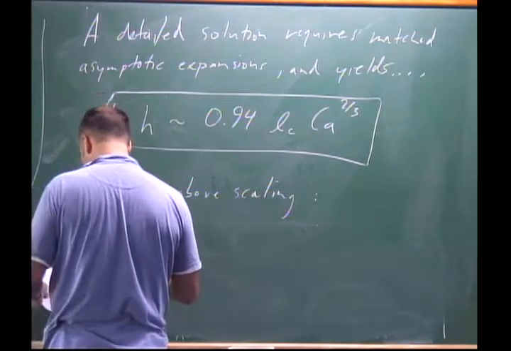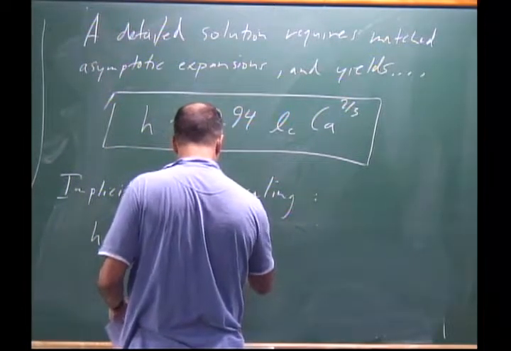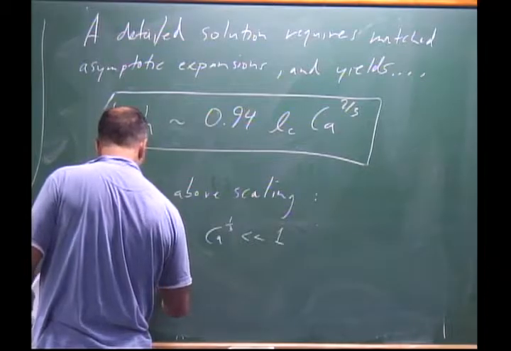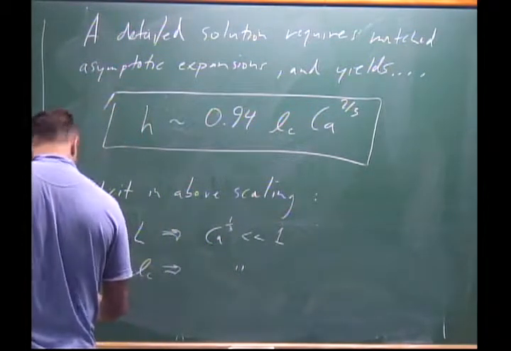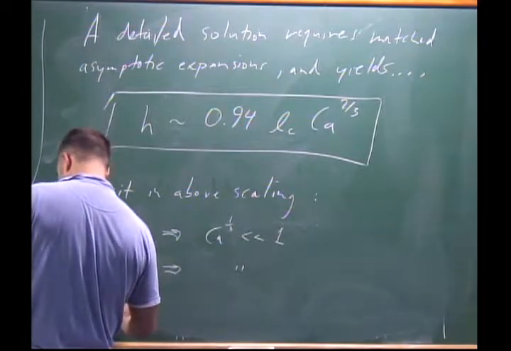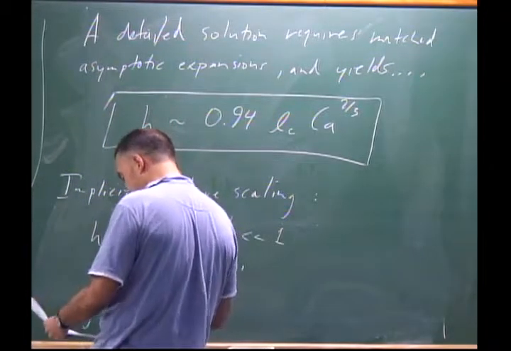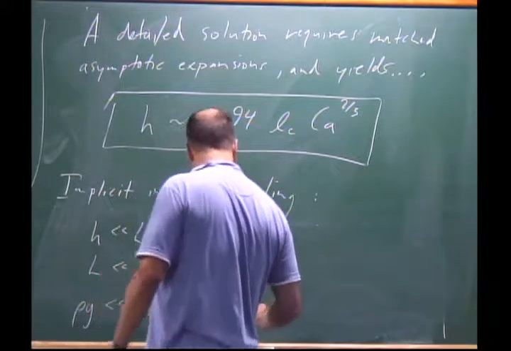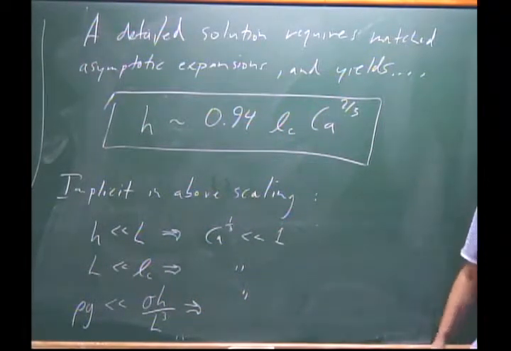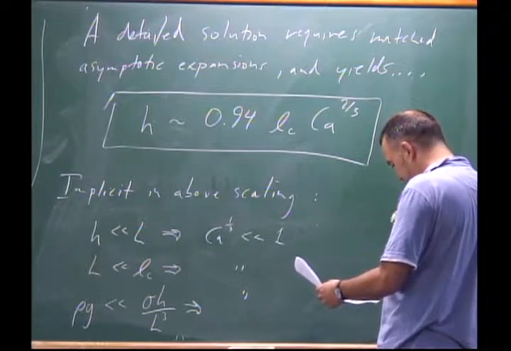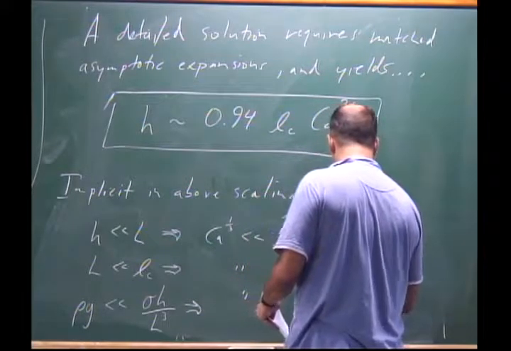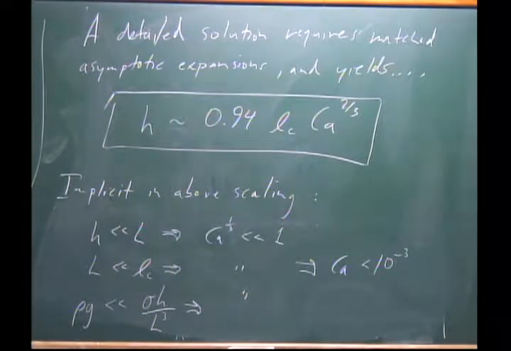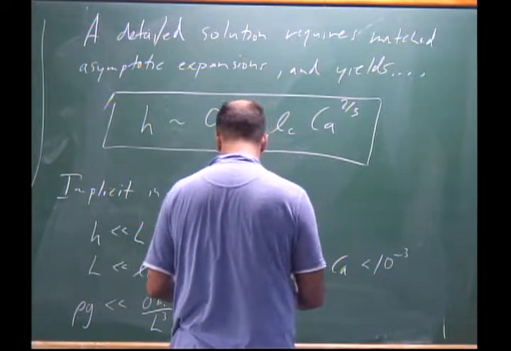So we've assumed that H is much less than L, which is an indication that the capillary number to the 1/2 has to be less than 1. We've assumed that L is much less than L_C, which is also satisfied there, and we've assumed that rho g, the characteristic gravitational pressure, is less than the characteristic gradient in curvature pressure. And so these are all consistent as long as the capillary number to the 1/3 is much less than 1. Okay? And so this is really saying that the capillary number is less than 10 to the minus 3, which it isn't strictly speaking here, but that doesn't matter. We're just scaling.